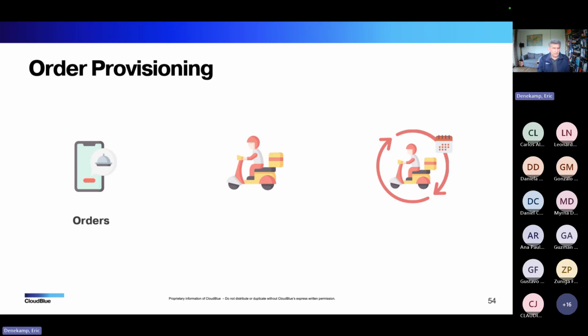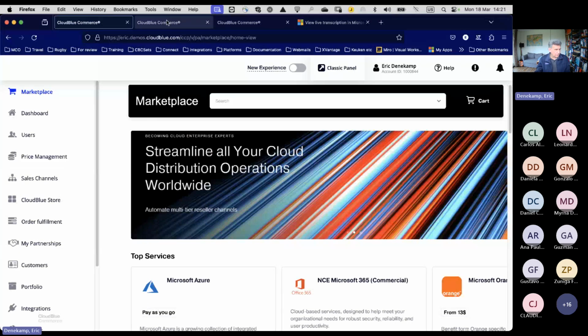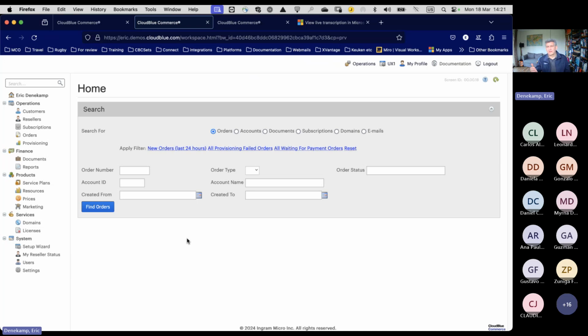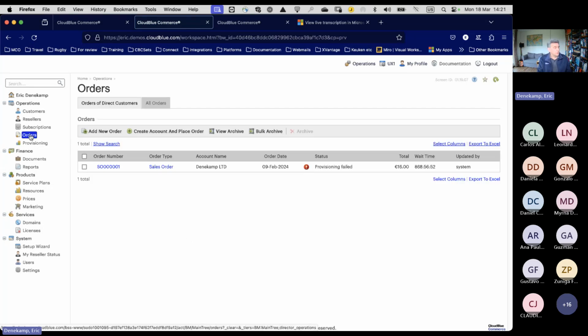In our UI, let me go to the classic panel because it's a little bit more relevant. Orders are related to money, right? I'm buying that dish that I know will cost me 20 euros, so it is related to money. There is an order here, options of order, and I see that on this one, my provisioning failed, so I have to troubleshoot that.